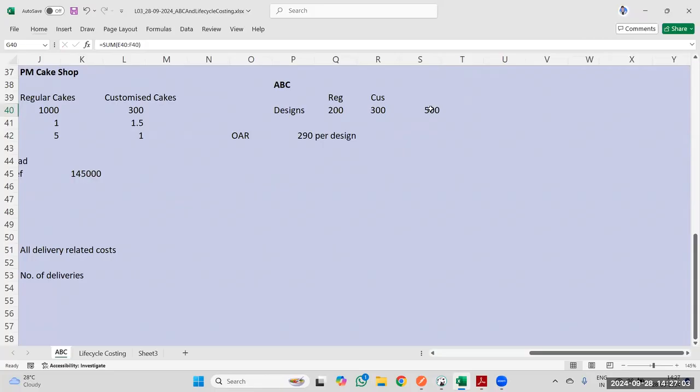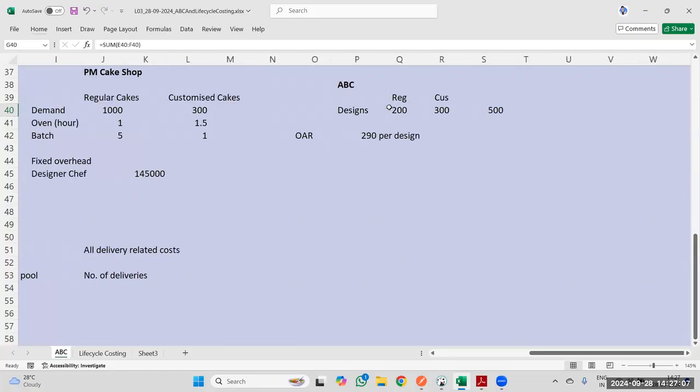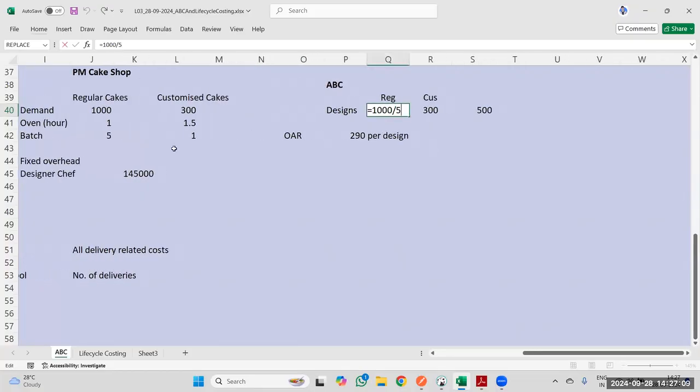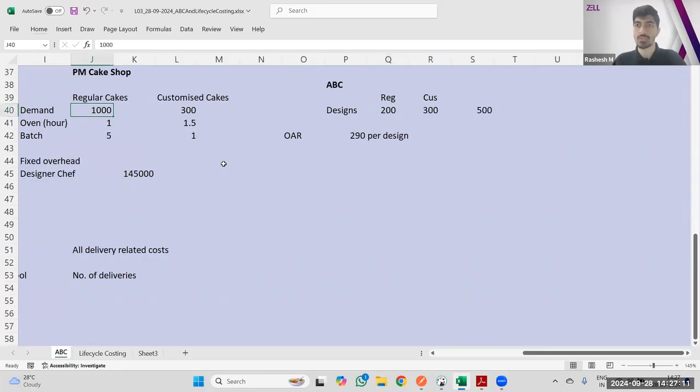Sir, how come we got 200 regular cakes? So my monthly demand is 1,000 cakes, regular cakes. I design them in batches of 5. I make 5 cakes at a time. So the designer has to design 200 cakes, regular cakes, but he'll make them in groups of 5, right? Custom cakes, he makes one at a time. So it's 300 divided by 1. Make sense?